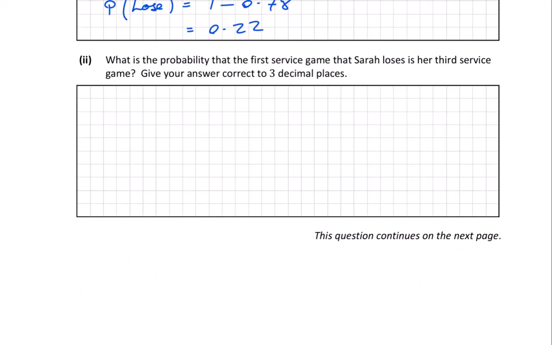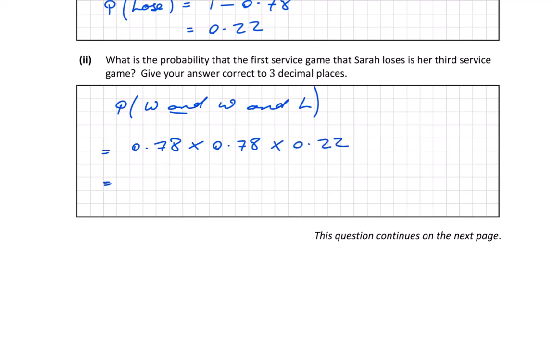What is the probability that the first service game that Sarah loses is her third service game? Give your answer correct to 3 decimal places. So in other words, she must win, so it's the probability of winning and then losing. So that's equal to the probability that she wins the first game, which is 0.78. And means you multiply. Winning the second one then is also 0.78. And means you multiply. Losing then is 0.22. So you just got to multiply those 3 together and you get a final probability of 0.134, and that's the 3 decimal places.